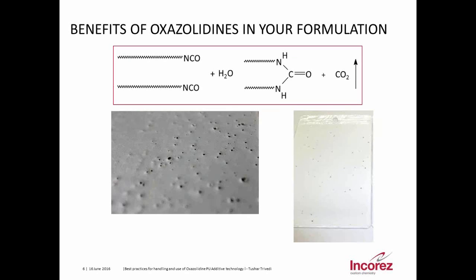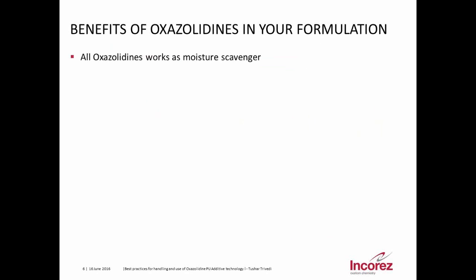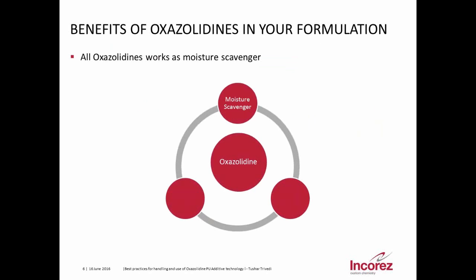Well, all oxazolidines work as a moisture scavenger. As a moisture scavenger, oxazolidine reacts with the moisture before isocyanate reacts with the moisture. So basically, they are competing reactions. Oxazolidine has to react with the moisture first, and it has to win this competition to avoid any moisture or carbon dioxide generation.